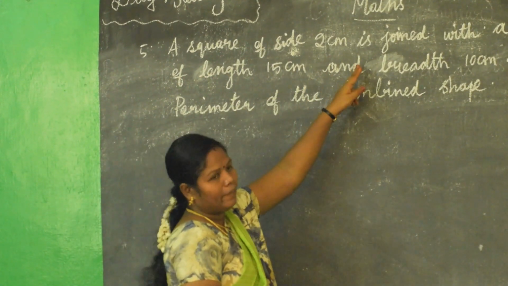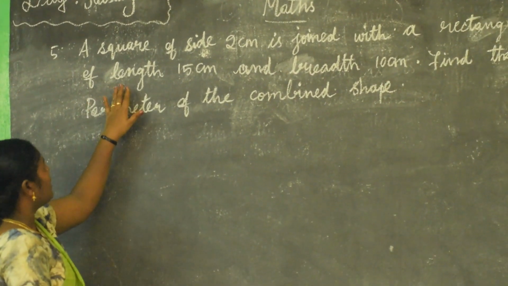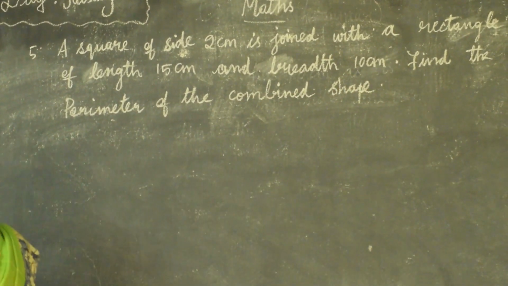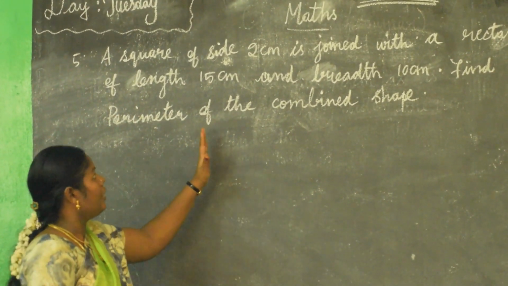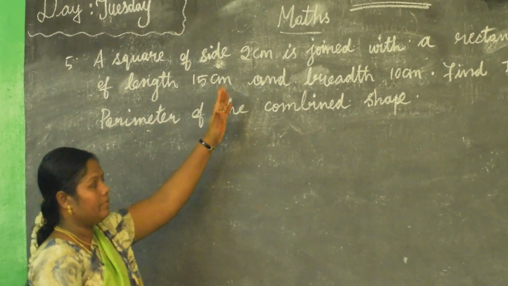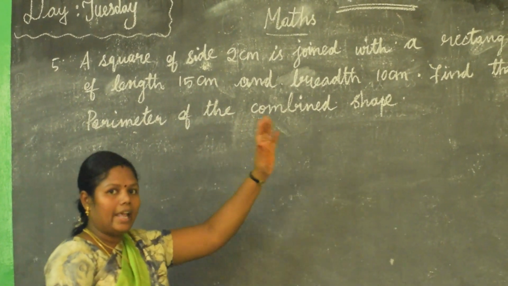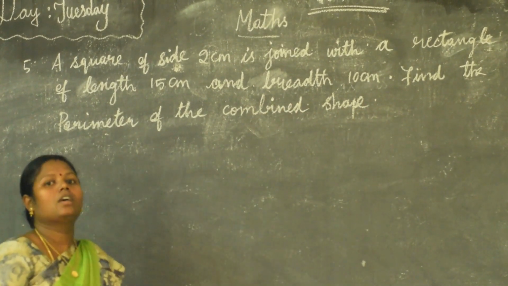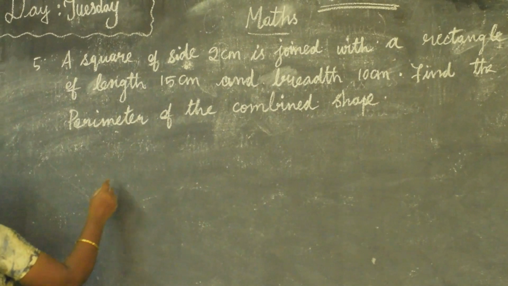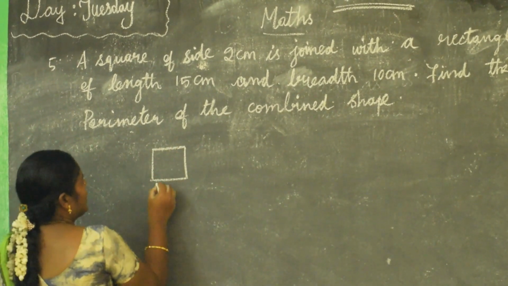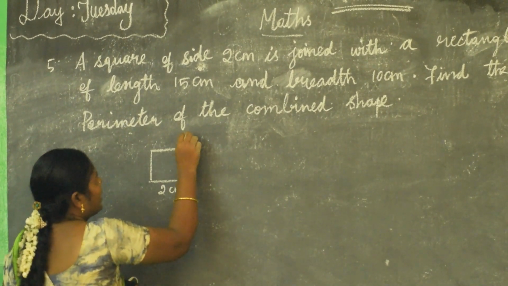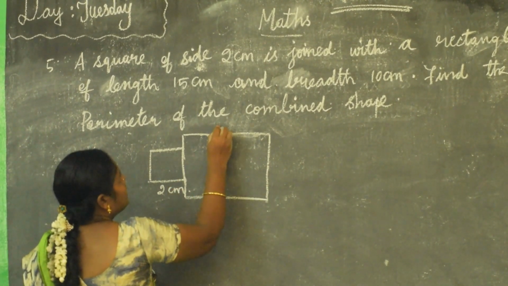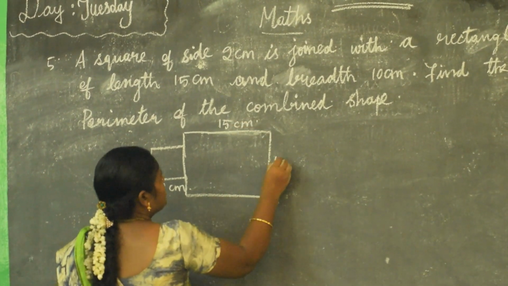A square of side 2 centimeter is joined with a rectangle of length 15 centimeter and breadth 10 centimeter. Find the perimeter of the combined shape. That means, listen, a square's side is given. What is given? Side is 2 centimeter. Then a rectangle's length and breadth are given: length is 15 centimeter and breadth is 10 centimeter. We have to join them together. So first of all, drawing the square, this side is 2 centimeter. Then the next shape, the rectangle: this length is 15 centimeter and breadth is 10 centimeter.